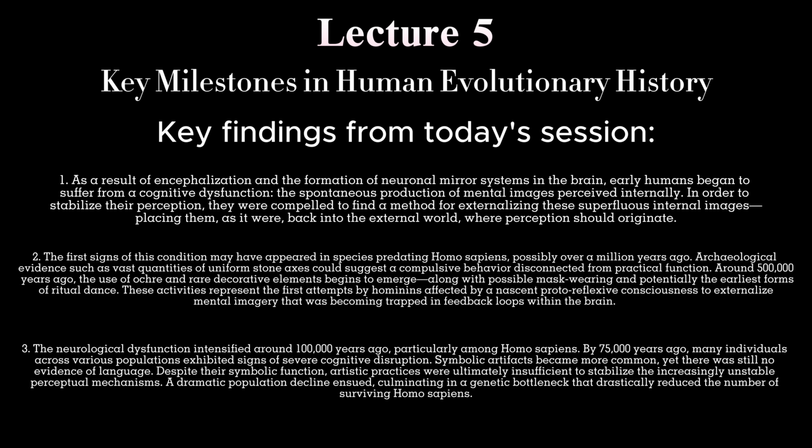3. The neurological dysfunction intensified around 100,000 years ago, particularly among Homo sapiens. By 75,000 years ago, many individuals across various populations exhibited signs of severe cognitive disruption. Symbolic artifacts became more common, yet there was still no evidence of language. Despite their symbolic function, artistic practices were ultimately insufficient to stabilize the increasingly unstable perceptual mechanisms. A dramatic population decline ensued, culminating in a genetic bottleneck that drastically reduced the number of surviving Homo sapiens.